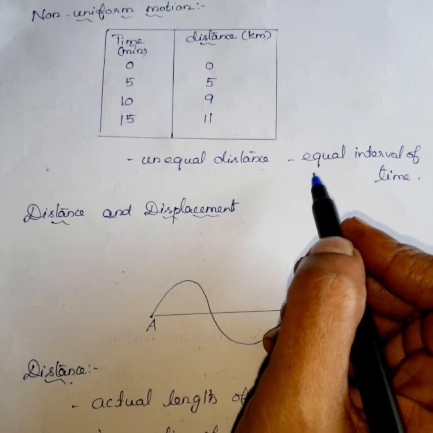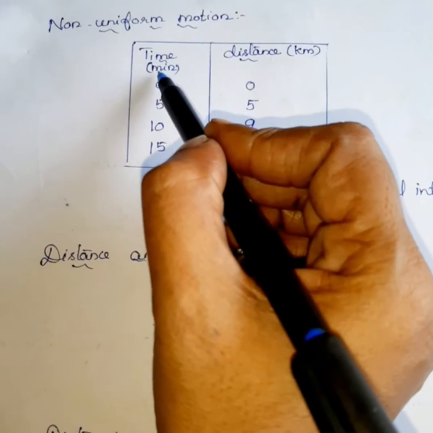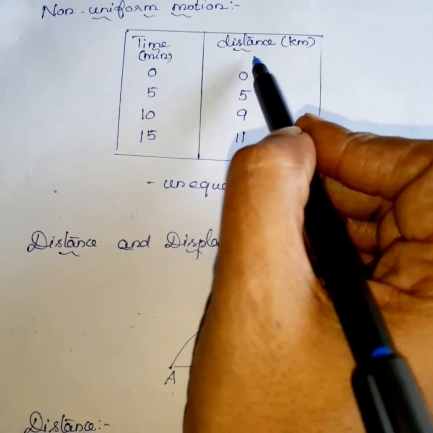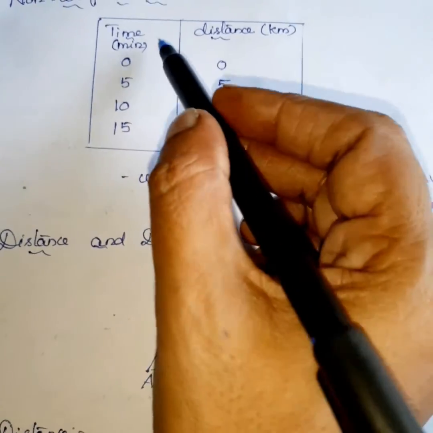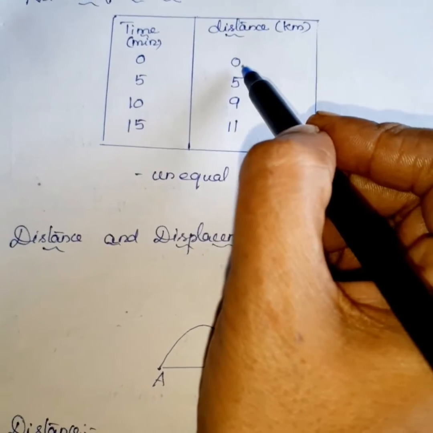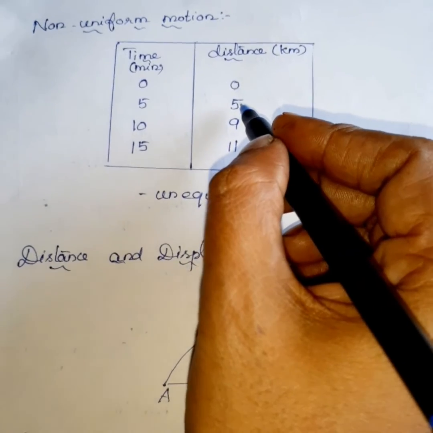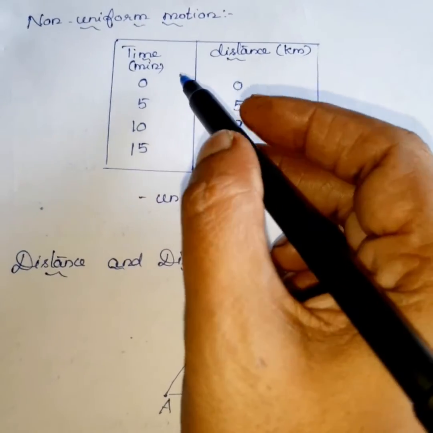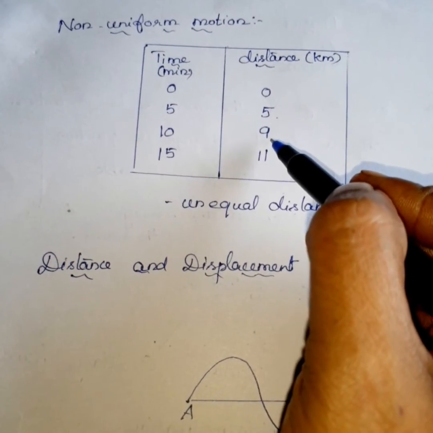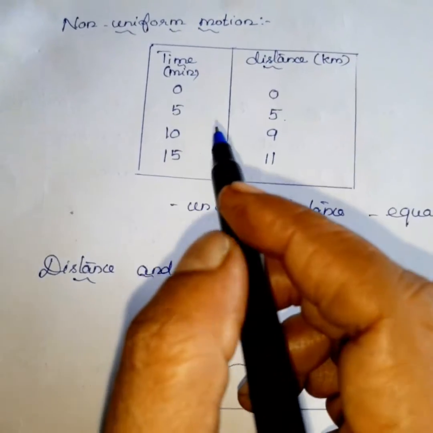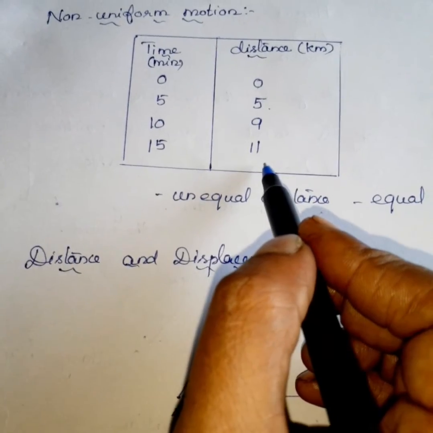Now consider the motion of a bus. Time is in minutes and distance in kilometers. First, the bus is at rest, so time is 0 and distance is also 0. Next, at 5 minutes, it covers 5 kilometers. At 10 minutes, it covers 9 kilometers. At 15 minutes, it covers 11 kilometers.